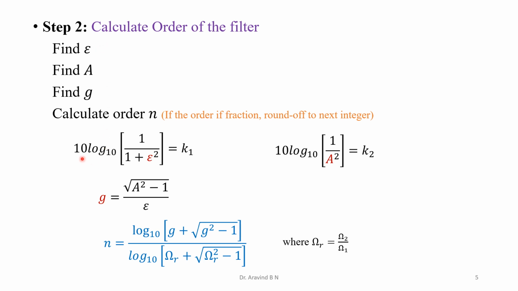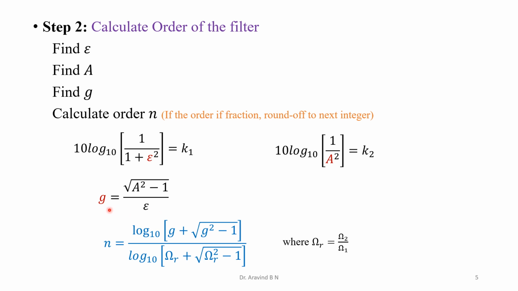To calculate epsilon, we use this formula: 10 log to base 10 of 1 divided by 1 plus epsilon square is equal to K1. So with respect to the pass band specification, we obtain the value of epsilon. Then find A: 10 log to base 10 of 1 divided by A square is equal to K2. With respect to the stop band specification, we calculate A. Then G is calculated from a combination of A as well as epsilon. That is, G is equal to square root of A square minus 1, divided by epsilon.